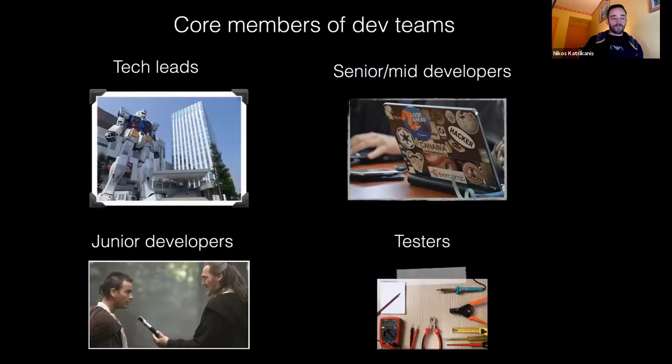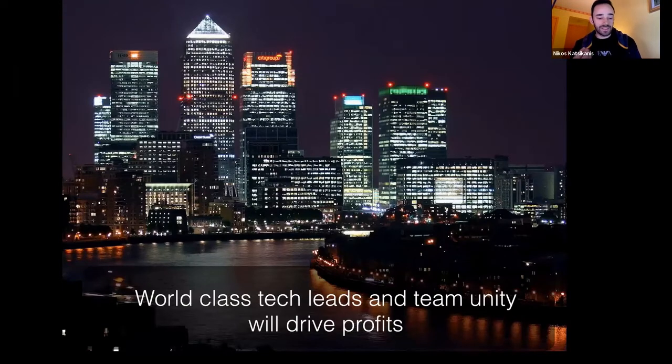So we have to basically get all these pieces to work together in a way that's going to give the best business outcomes for your company. So world-class tech leads and team unity is basically what's going to drive profits. And that's ultimately the goal of good software, that the business and the shareholders have value. And that's pretty much it. It's all to do with money, right? And obviously advancing people's careers and making people feel happy and good, but it's all ultimately a money issue.